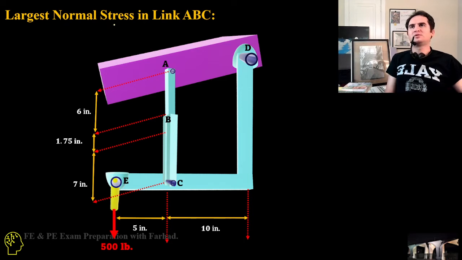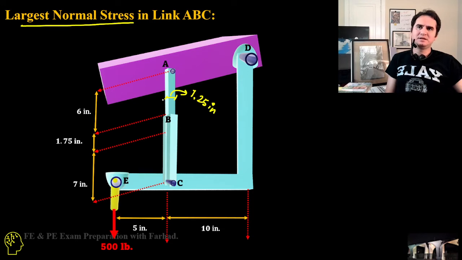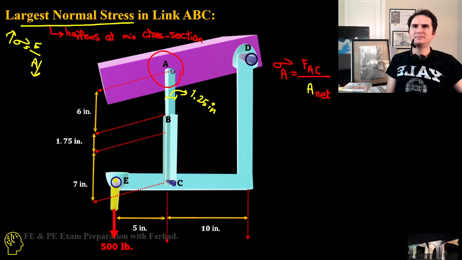You want to know the largest normal stress? I need to provide you the width of this part. This width is 1.25. I should have provided it in the problem statement, but it's the same width of 1.25 inches. So the largest normal stress is sigma equals F over area. To maximize sigma, we need to minimize the area, so it happens at the minimum cross section.